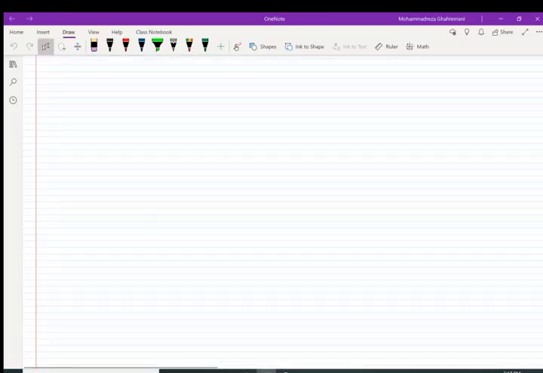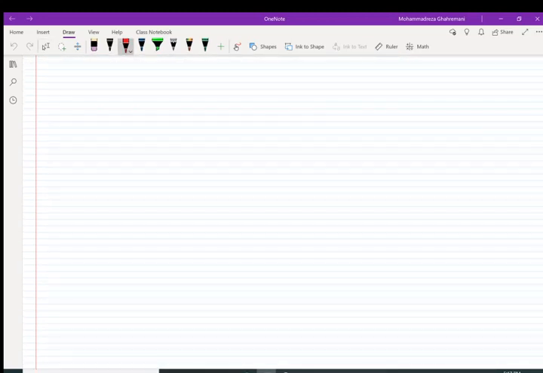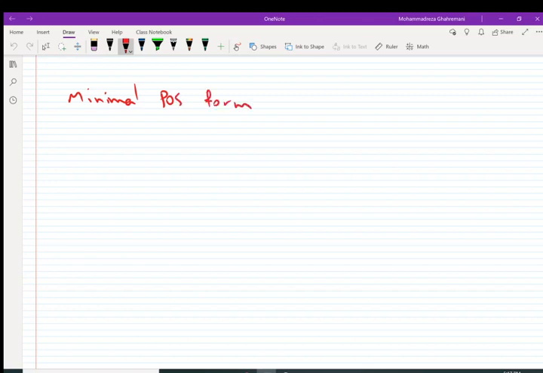Okay, in continuation of our lecture on K-map, in this lecture I will talk about the minimal product of sum form from K-map.